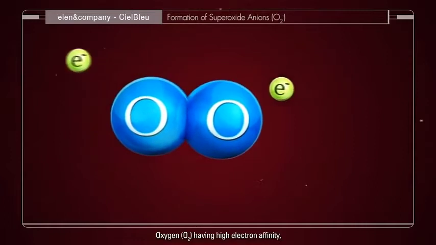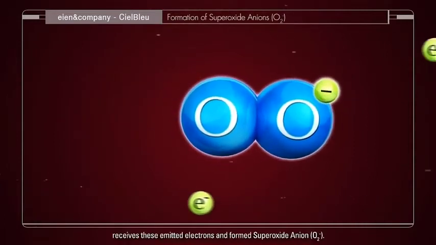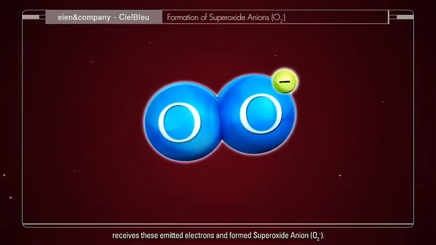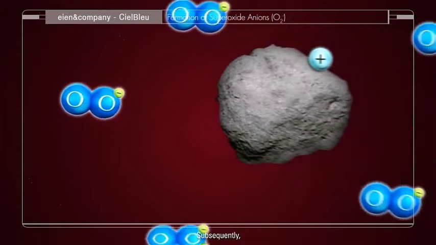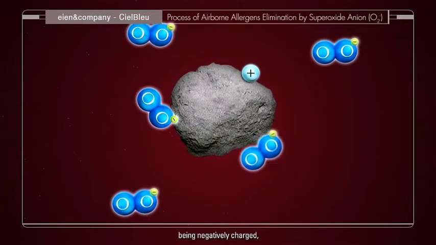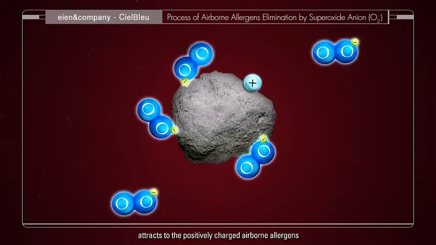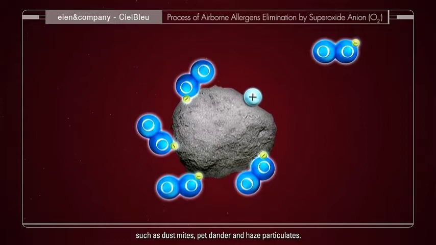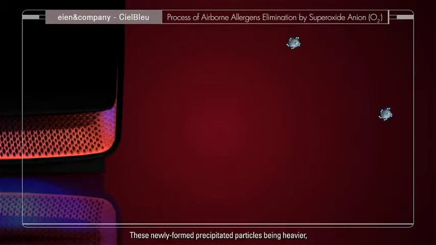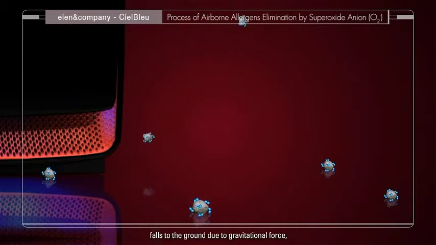Oxygen, having high electron affinity, receives these emitted electrons and forms superoxide anion, O2-. Subsequently, superoxide anion, O2-, being negatively charged, is attracted to the positively charged airborne allergens, such as dust mites, pet dander, and haze particulates. These newly formed precipitated particles, being heavier, fall to the ground due to gravitational force and are removed from the air we breathe.